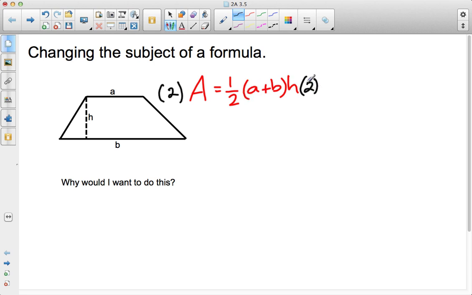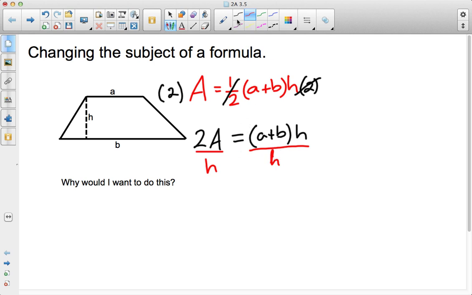So as you can see, this 2 will cancel out with this 1/2. So now I have 2a equals, in parentheses, a plus b, times h. Next, the idea is making b the subject of the formula, so I'm going to divide both sides by h. Alrighty, there we go. So now I have 2a over h equals a plus b.